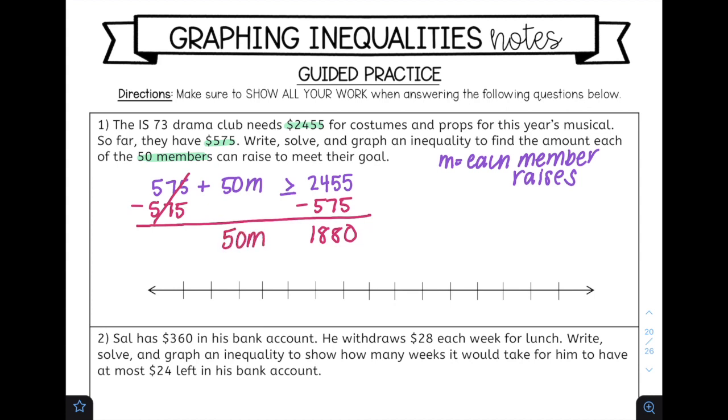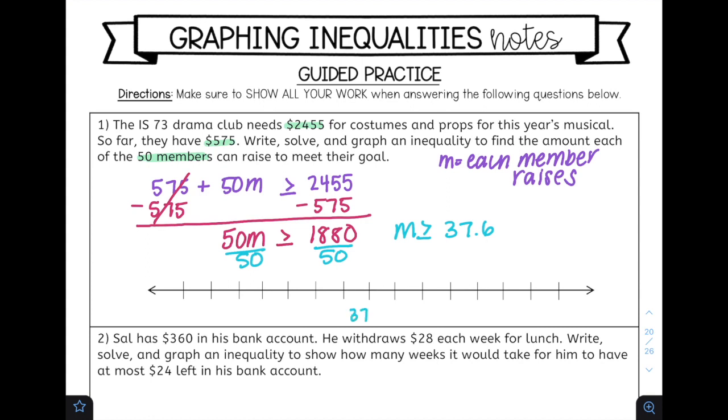And remember, our inequality stays the same, the symbol. So we get 37.6, which really means each member has to raise more than or equal to $37.60. We need to graph this.